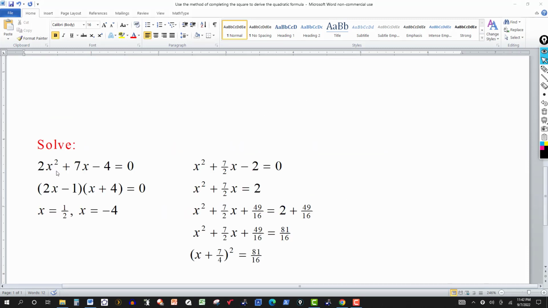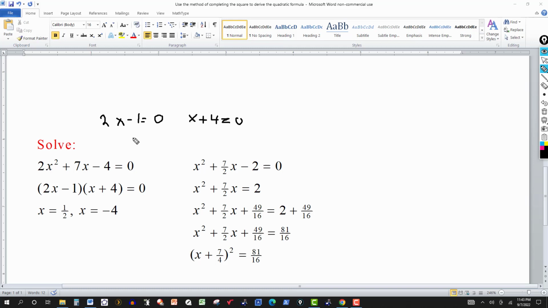Here's one where I have the equation 2x squared plus 7x minus 4 is equal to 0. This one factors into 2x minus 1 and x plus 4. And remember, once you have it factored, the only way a product can be equal to 0 is if one factor or the other is 0, or if they're both 0. So all we do is we set each factor equal to 0. 2x minus 1 can be 0, or x plus 4 can be 0. And then you solve each equation for x.